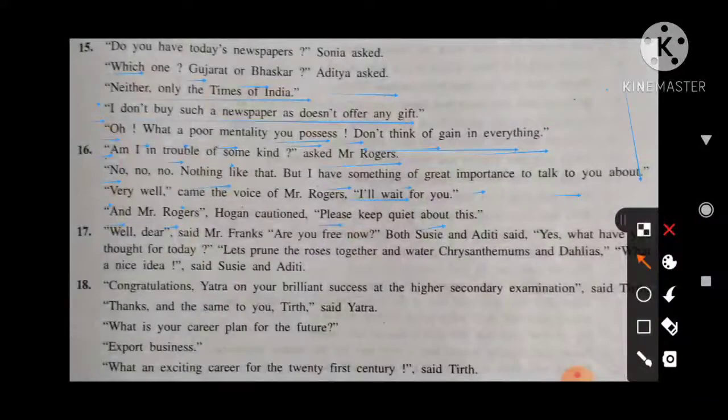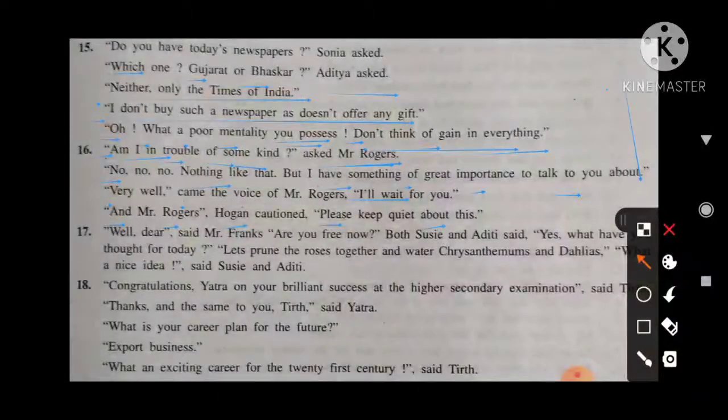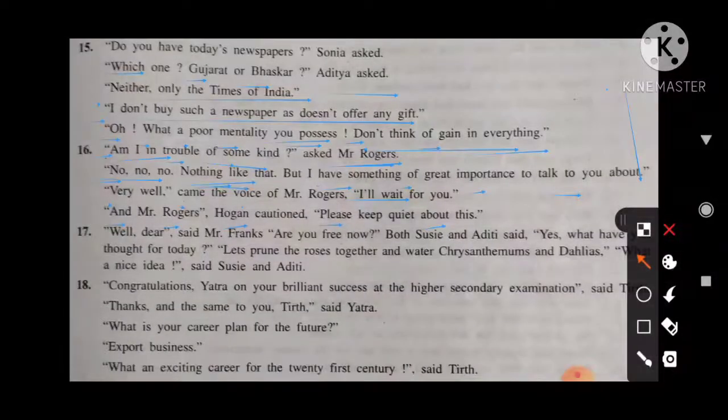Now we have two persons, first Mr. Rogers and second is Hogan. Let's start indirect one. Mr. Rogers asked Hogan if he was in trouble of some kind. Mr. Hogan replied negatively. No छे ने, यानी कि negatively. Nothing like that. Hogan replied negatively and added that nothing like that, but he had something of great importance to talk to him about.